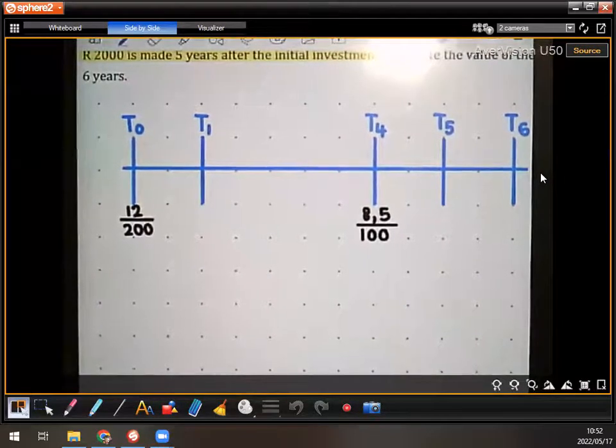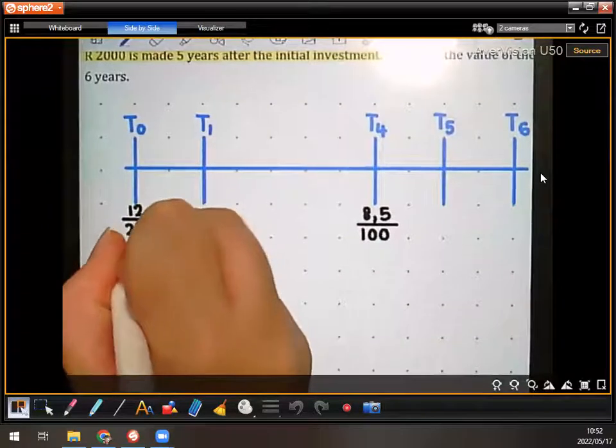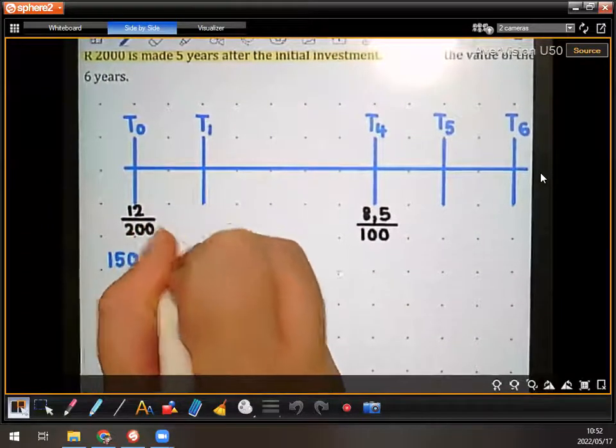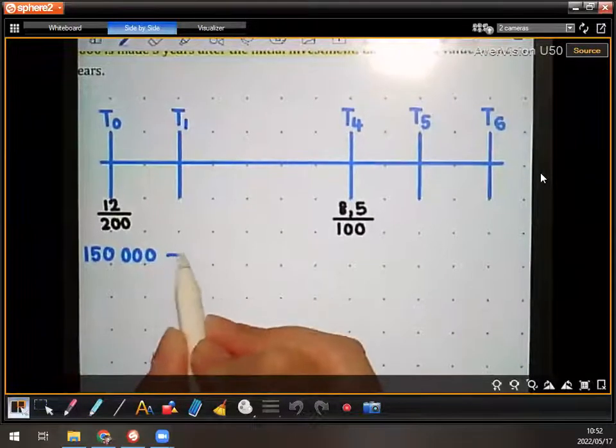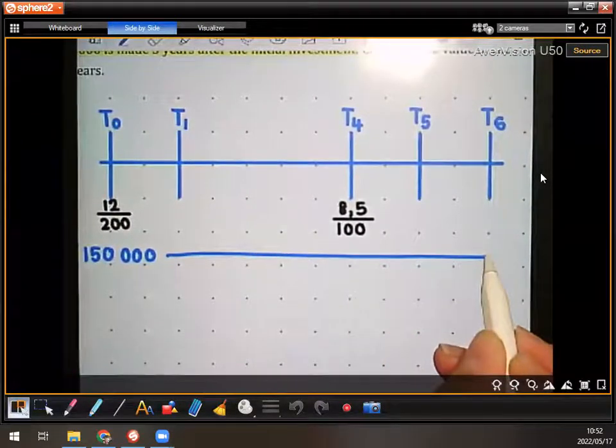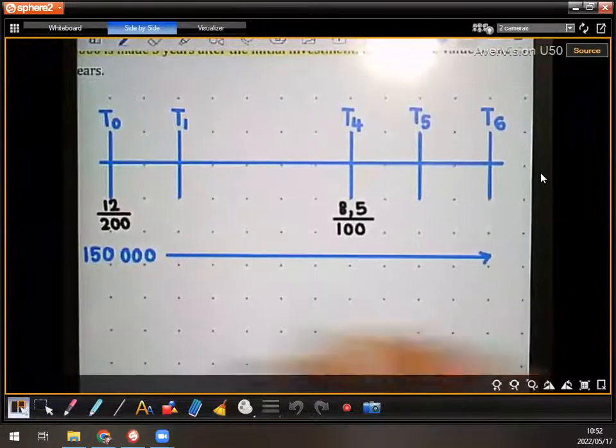First amount that we invested was 150,000, and this was at T0. Now, guys, do you agree that that 150,000 was in that account for 6 years? Right? It was invested at the beginning and it was in there for the whole 6 years. So you don't have to do an arrow, but I find that it's quite useful to show that this amount is going all the way to the end of the 6 years.